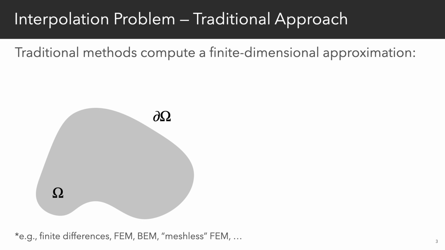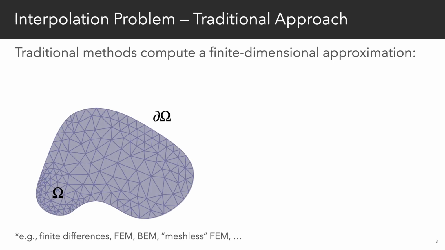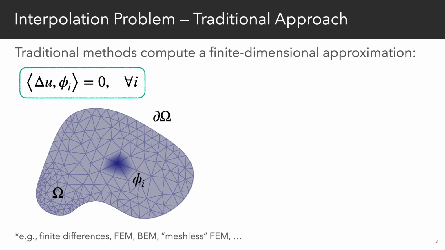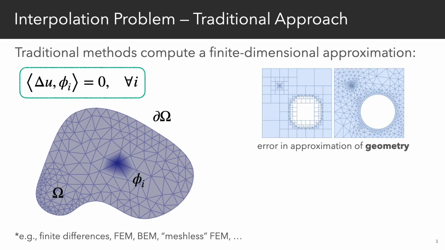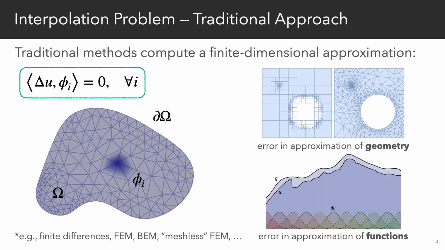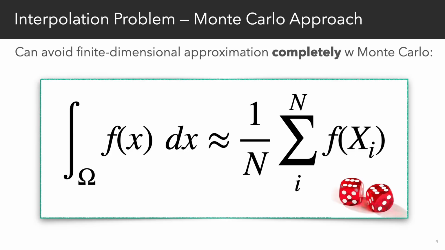So for folks who do geometry processing and simulation, we've traditionally been trained to think about solving such PDEs using a finite dimensional approximation. Here we first mesh the interior of the domain, then we use the mesh to define basis functions phi sub i, which we then use to compute a function u that satisfies our Laplace equation in a weak sense. But if we do things this way, then we'll necessarily have errors both due to the approximation of geometry as well as the approximation of functions.